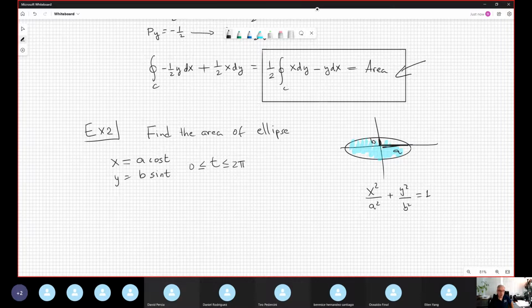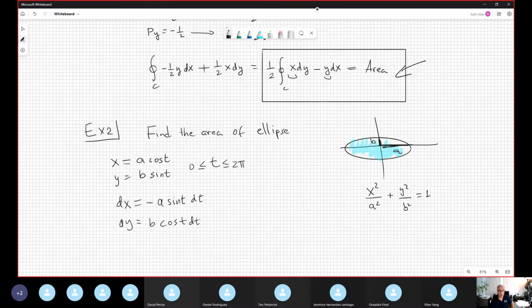But my formula involves not only x and y, it involves dx and dy. So you differentiate. Well, actually it's differentiation, no? It's the derivative, but expressed like a differential. So dx is equal to the derivative of cosine, which is minus sine, so minus a sine t dt. Likewise, dy is the derivative of b sine, which is b cosine t dt.